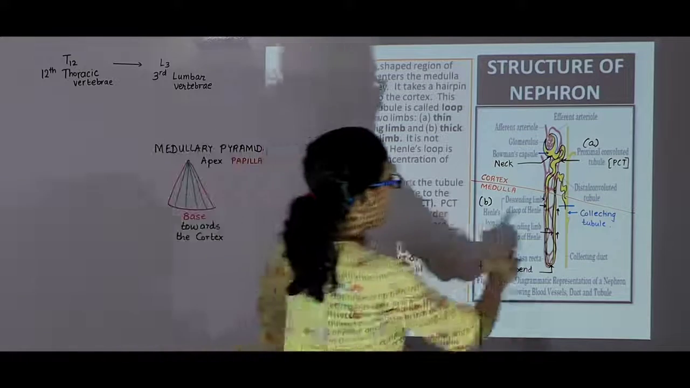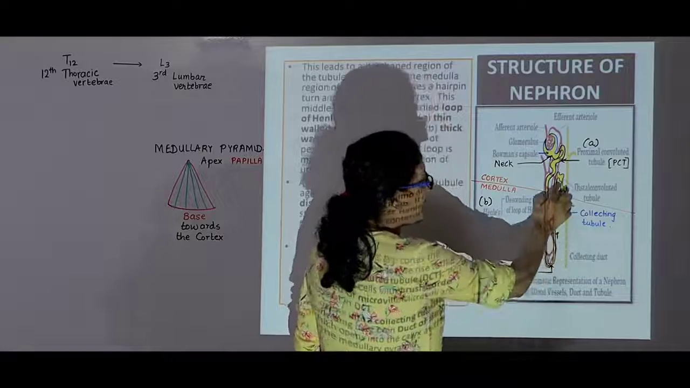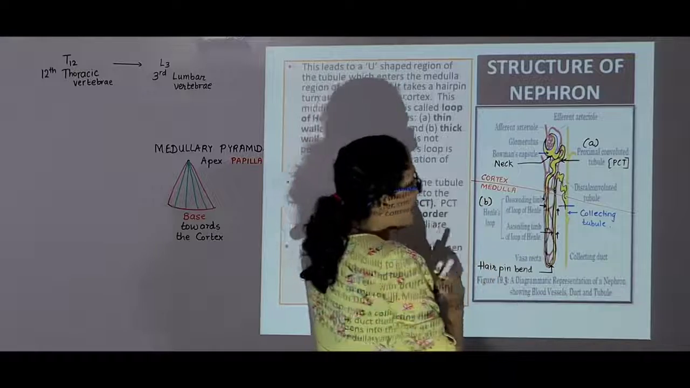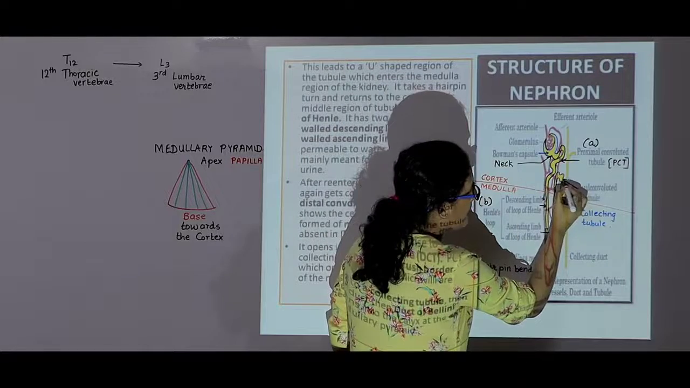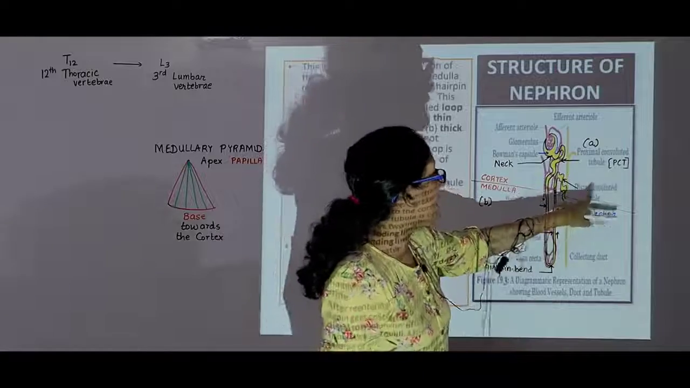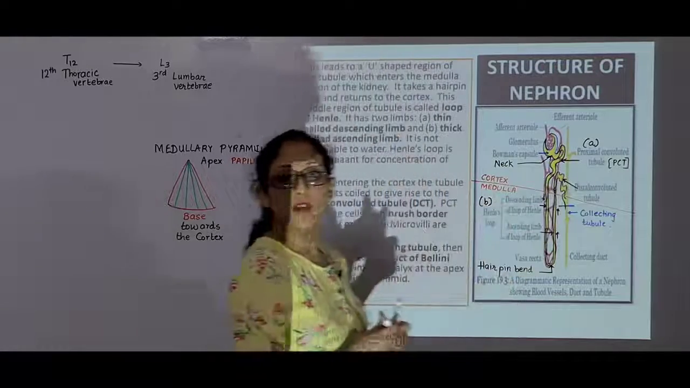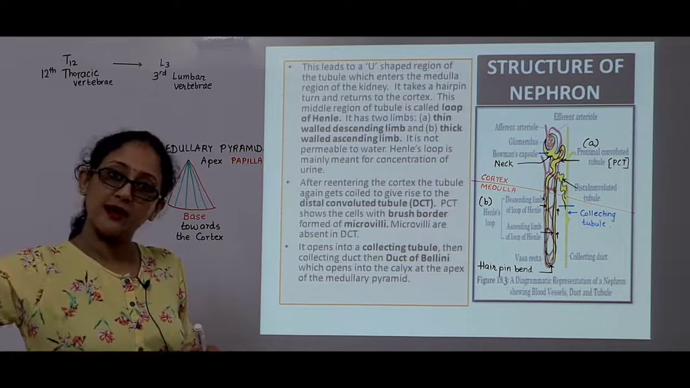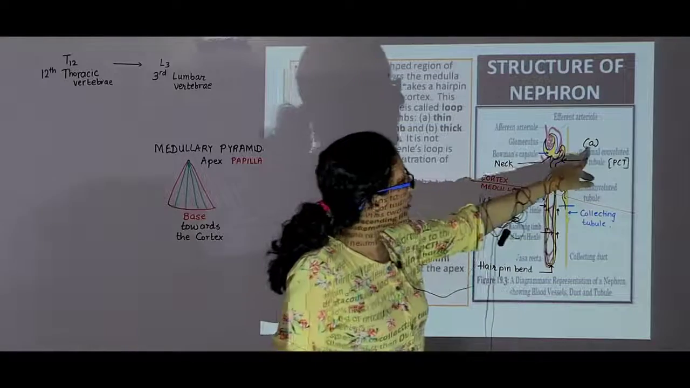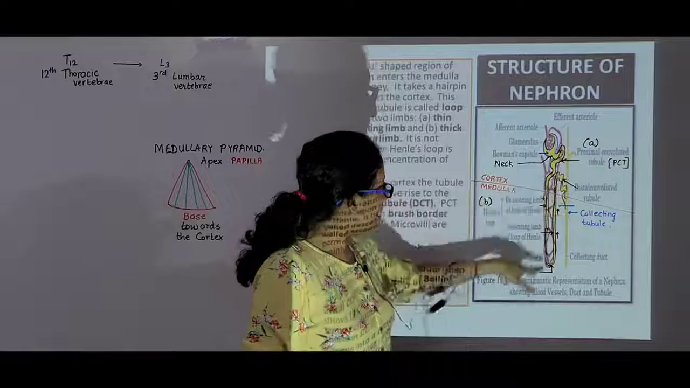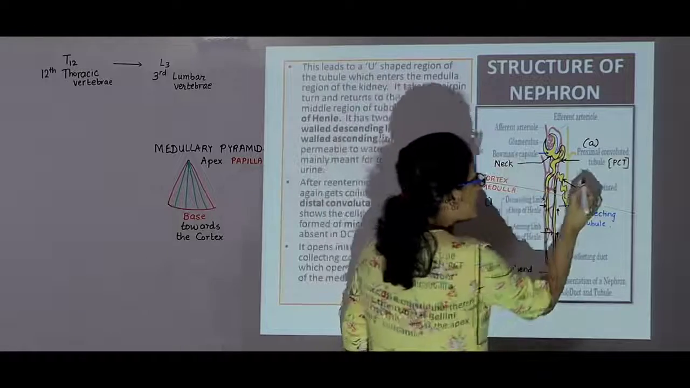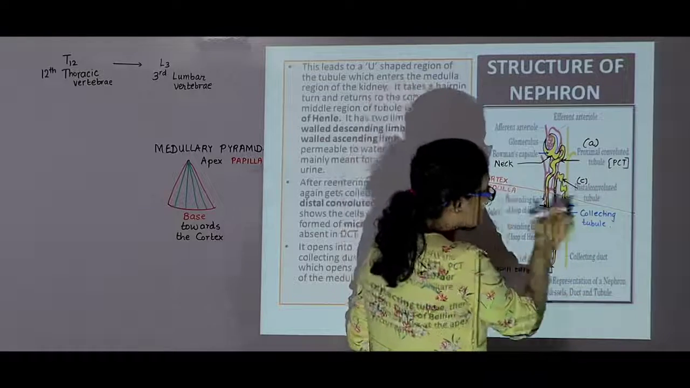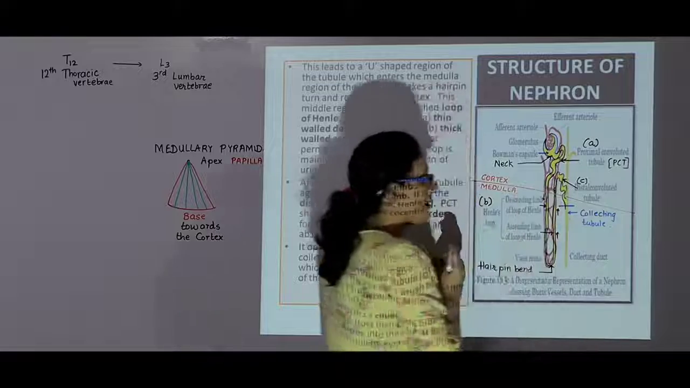Now this ascending limb, which is in the medulla, will once again enter the cortex. See, it crosses and comes to the red line. And there again it gets highly coiled to form a distal convoluted tubule. So proximal convoluted tubule, proximal is first, distal is later. So first came your proximal convoluted tubule, then came your Henle's loop, and the C is your distal convoluted tubule, which is also in the cortex. See, that's why I put a red line in a crooked way for you to understand.